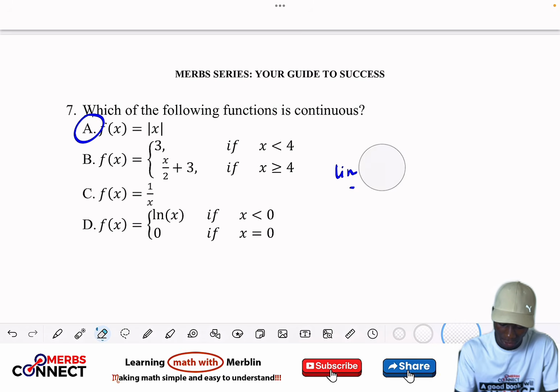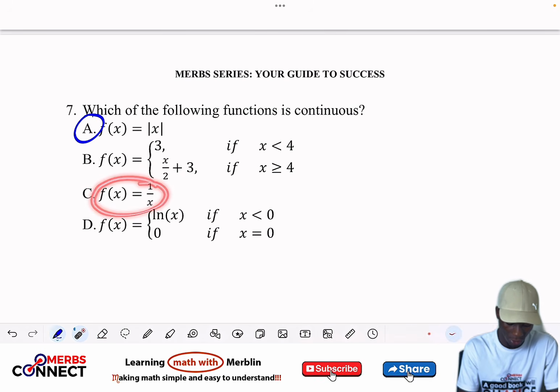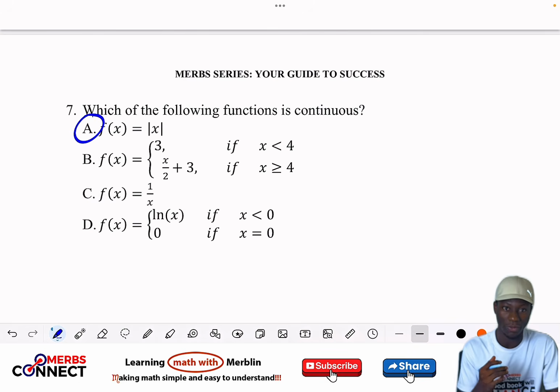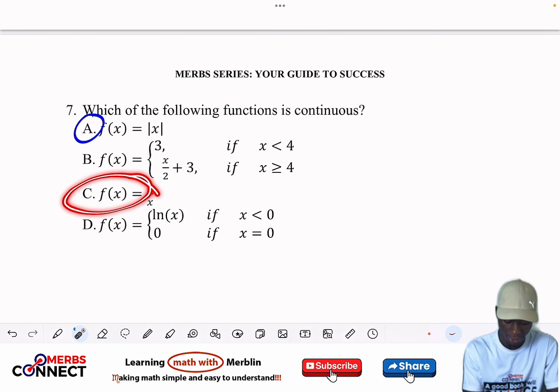So B is out. Now we can also see that indeed this does not exist, right? Because when I want to draw 1 over x, you know how the 1 over x graph looks like, right? So this does not exist, because when x is approaching 0, this will just be undefined. So this one too is not continuous.